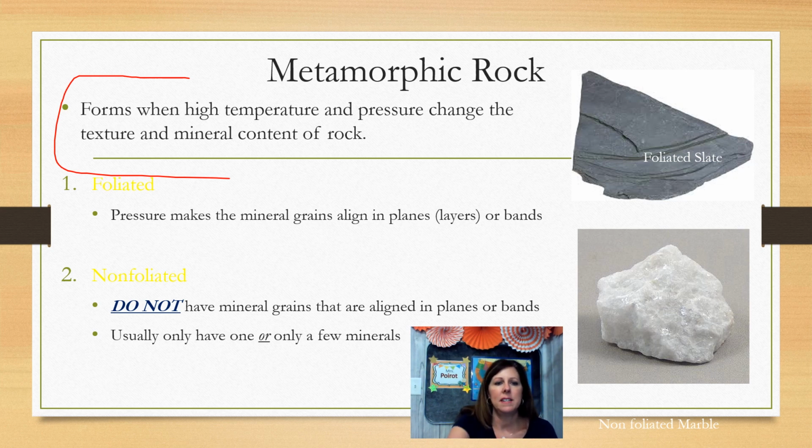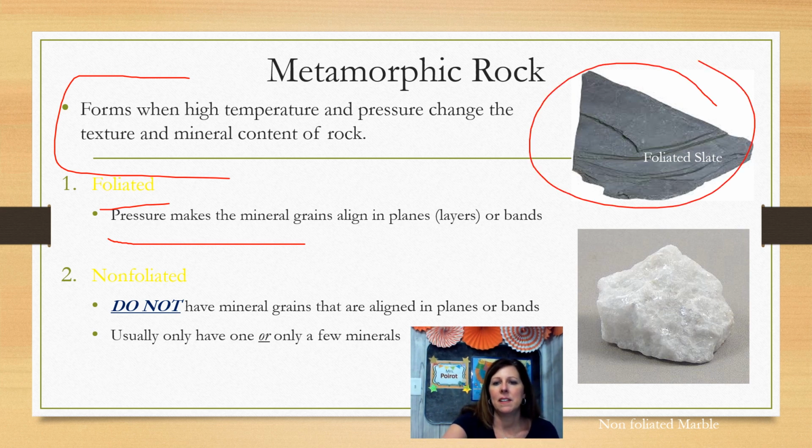So in foliated, that's where the pressure makes the mineral grains align in planes or layers or bands. That's like the picture that we just saw on the last slide. And here you can see it in the foliated slate.